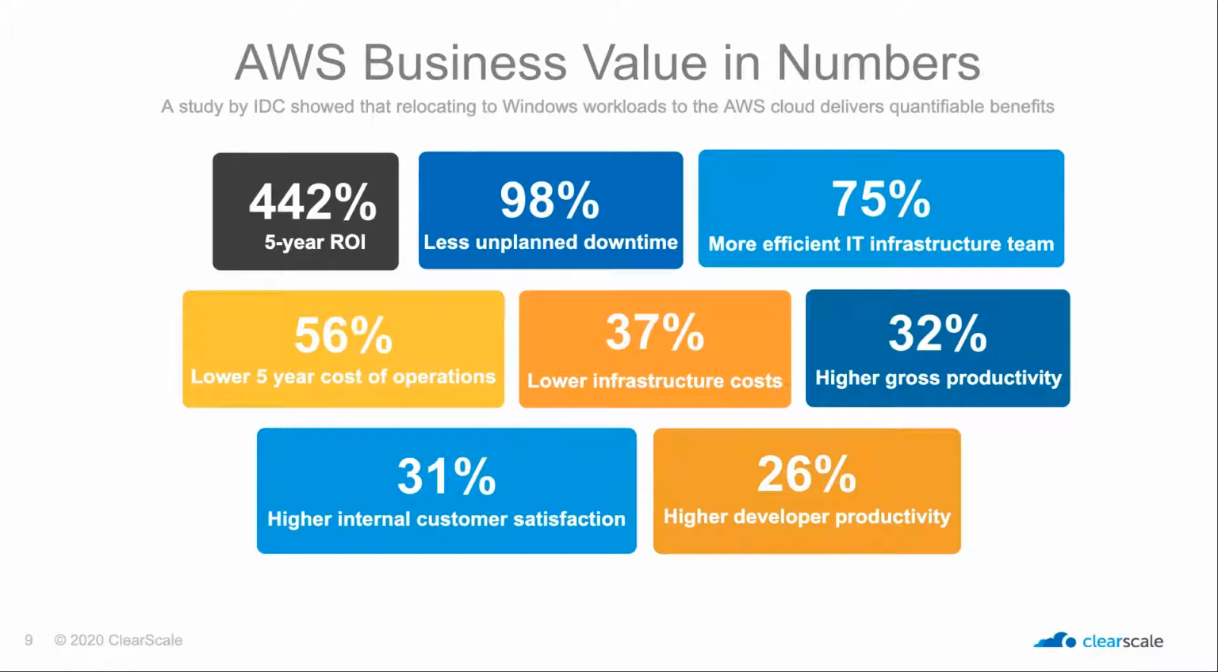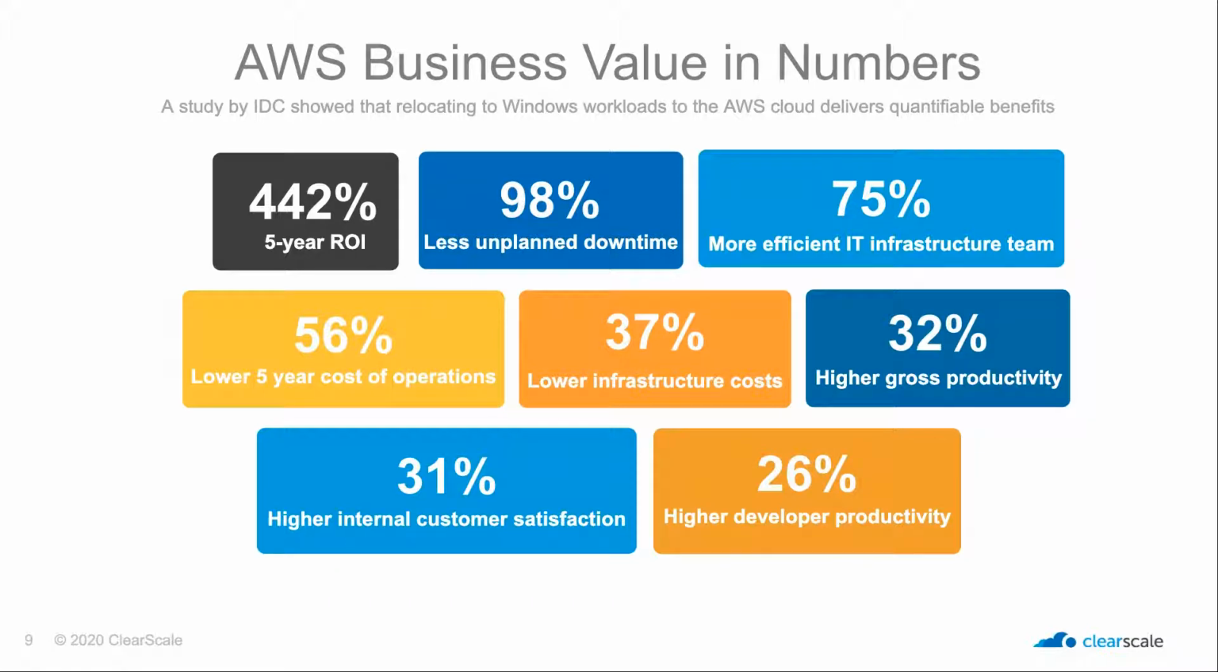So we'll talk about the business values and numbers. Many customers are already experiencing the value in AWS. International Data Corporation, IDC, is a premier global provider of market intelligence. They did an analysis of migrating Windows workloads to AWS. The quantifiable benefits were 442% 5-year return on investment, 98% less unplanned downtime, and 75% more efficient IT infrastructure team, so your systems team could focus on the tasks that provide value for you.